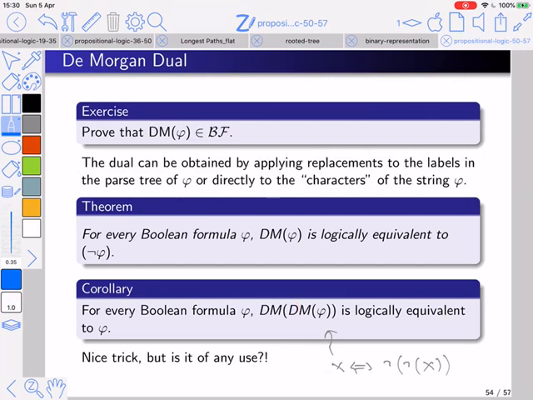So now I can substitute the De Morgan dual of phi with the negation of phi. I can substitute the De Morgan dual of the De Morgan dual of phi with the negation of the De Morgan dual of the negation of the De Morgan dual of phi. So I get twice the negation of phi, and now phi is logically equivalent to the negation of the negation of phi. This is by the principle of substitution in a tautology, which we have seen in the previous parts. So that explains why this is indeed a corollary of this theorem. So now we're left with the proof of the theorem.